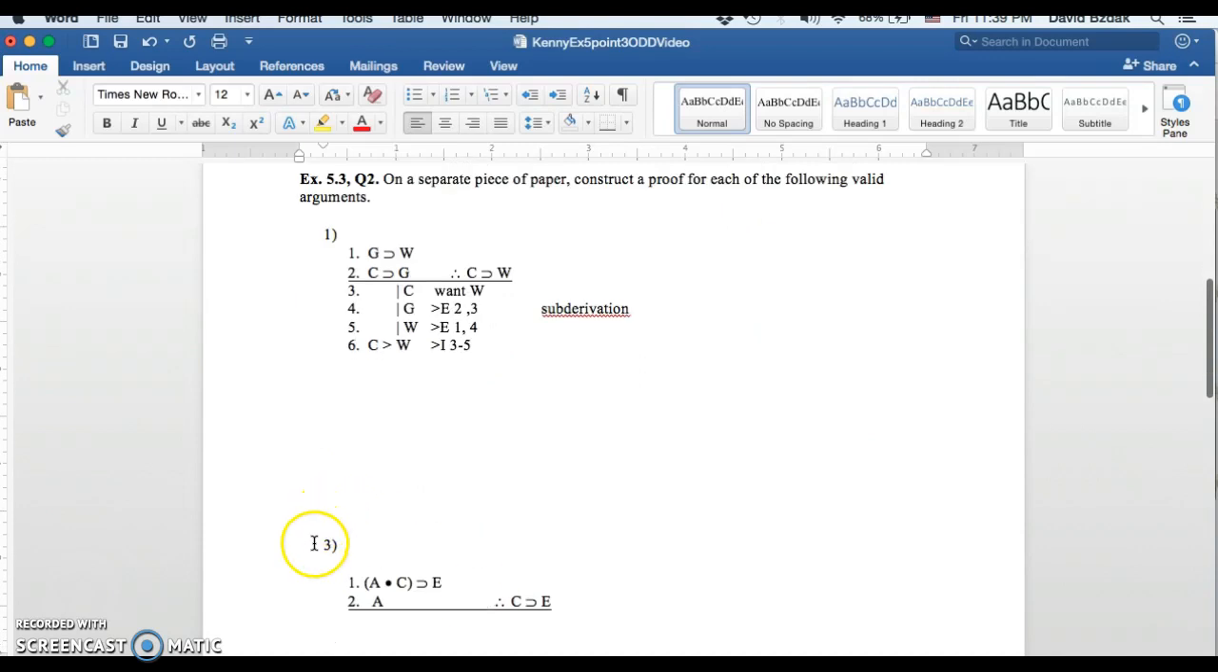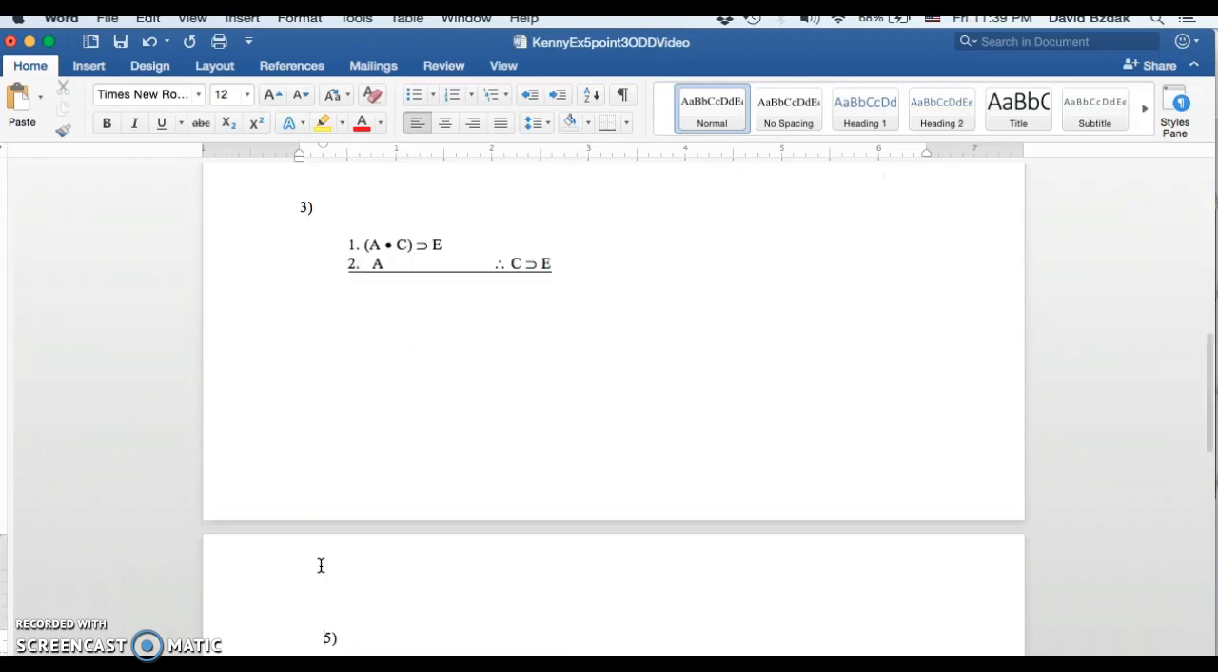Okay, let's go to number 3. Again, our conclusion here is a conditional. So let's indent. Let's assume the antecedent of the conditional. I'll put the line there just so we keep straight. And we want E. In other words, we want to get E to end the subderivation. Alright, but now we can use C just like we would a premise. And that's one of the advantages of using the conditional introduction rule. It gives you an extra premise to work with.